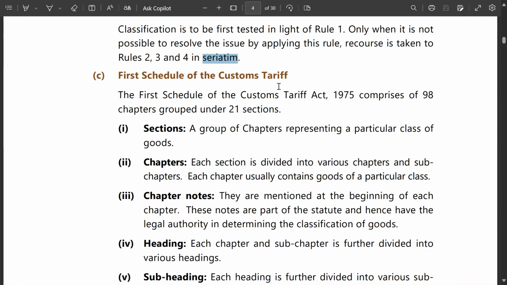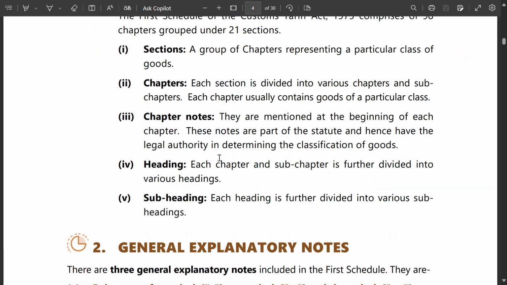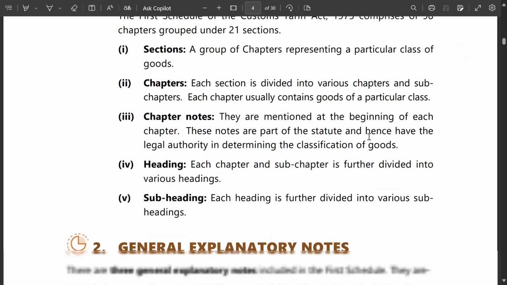First Schedule of Customs Tariff. The first schedule of the Customs Tariff Act 1975 comprises 98 chapters grouped into 21 sections. Section, chapter notes, headings, subheadings. Section: a group of chapters represents a particular class of goods. Chapters: each section is divided into various chapters, each chapter containing groups of particular classes.